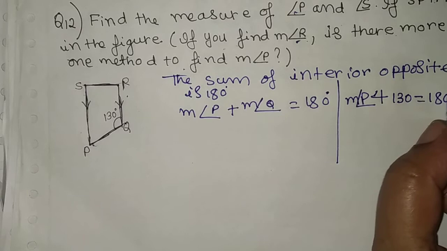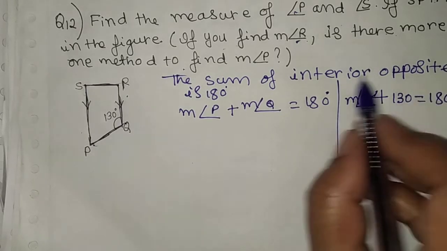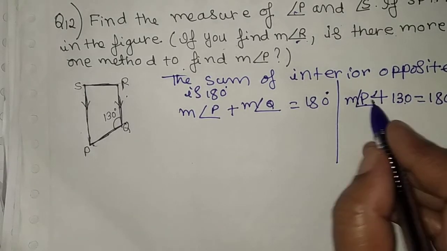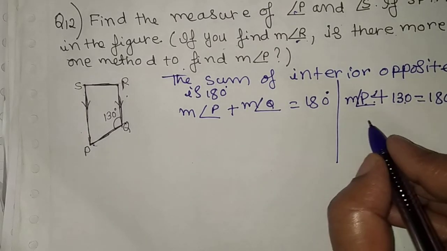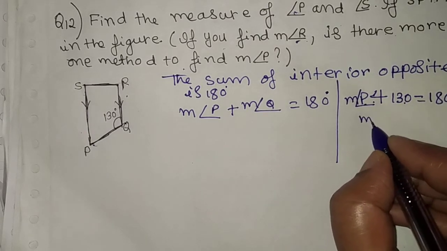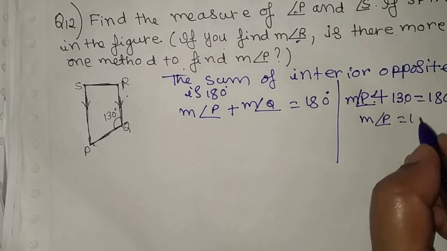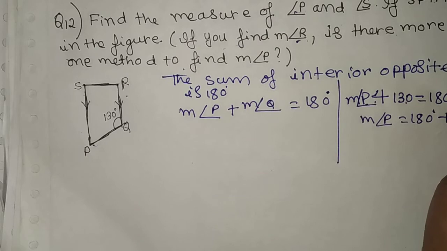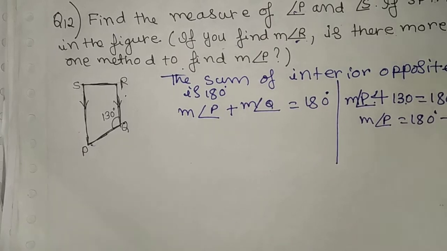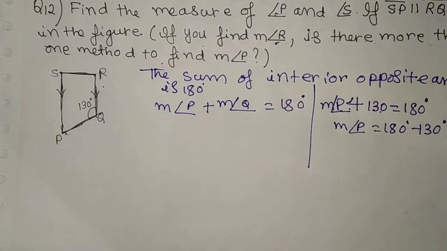So we know that the sum of the interior opposite angles is 180. So we write this formula, then substitute for Q here. Q is given. Therefore angle P is equal to 180 minus 130, which is equal to 50 degrees. So we have this one as 50 degrees.